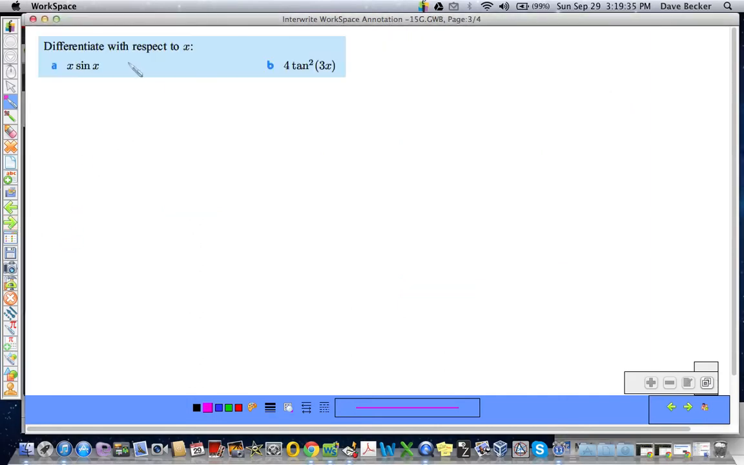Okay, so differentiate with respect to x. I'm going to say that this is equal to y just so we can say y prime equals. We have a product, x times sine of x. And the product rule says y prime equals v du plus u dv. My u is x, my v is sine x. So v du would be sine of x multiplied by du, the derivative of x, which is 1, plus u, x, multiplied by dv. The derivative of sine is cosine. It doesn't even really need to be simplified. y prime equals sine x plus x cosine x. No big whoop.